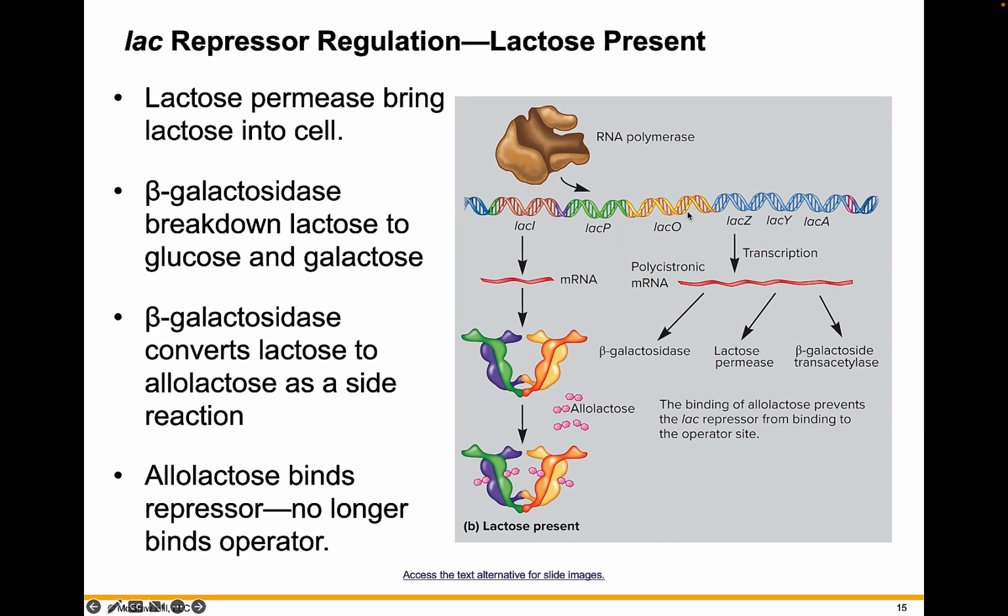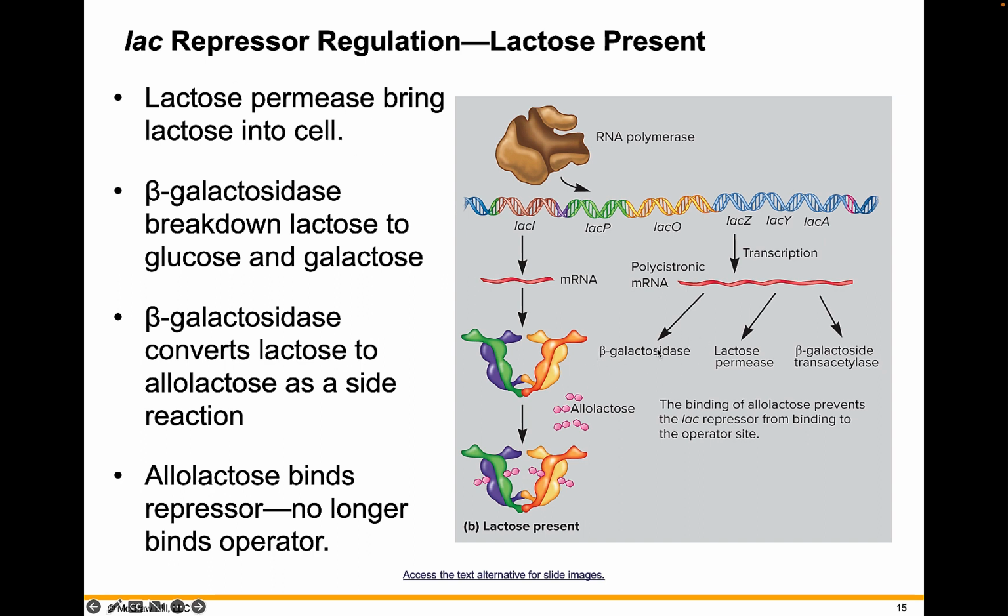At that time, the operator is free, and the RNA polymerase will be recruited into the promoter region and move on with transcription. So it will increase the LAC-Z, Y, and A production. As more lactose permease is produced, more lactose permease will go into the plasma membrane to bring more and more lactose into the cell.